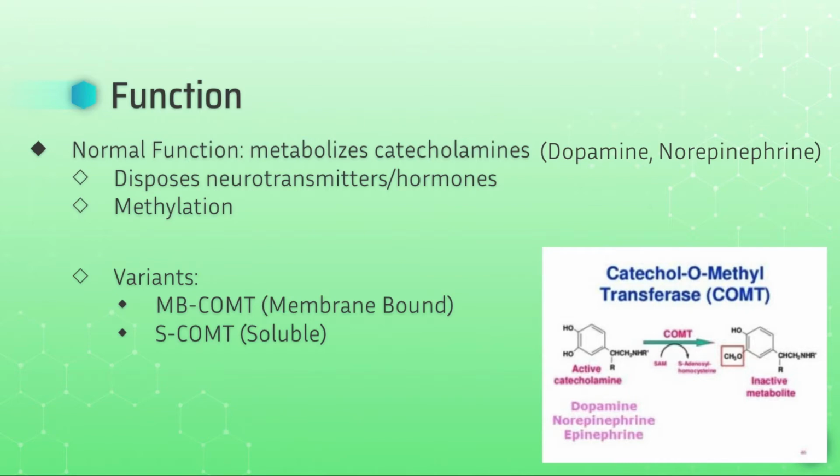So, in the human body, there are two variants of COMT. The first variant is membrane-bound COMT or MB-COMT. This is a longer variant found in the nervous system. The second variant is called soluble COMT or S-COMT. This variant is found in the bodily tissues.